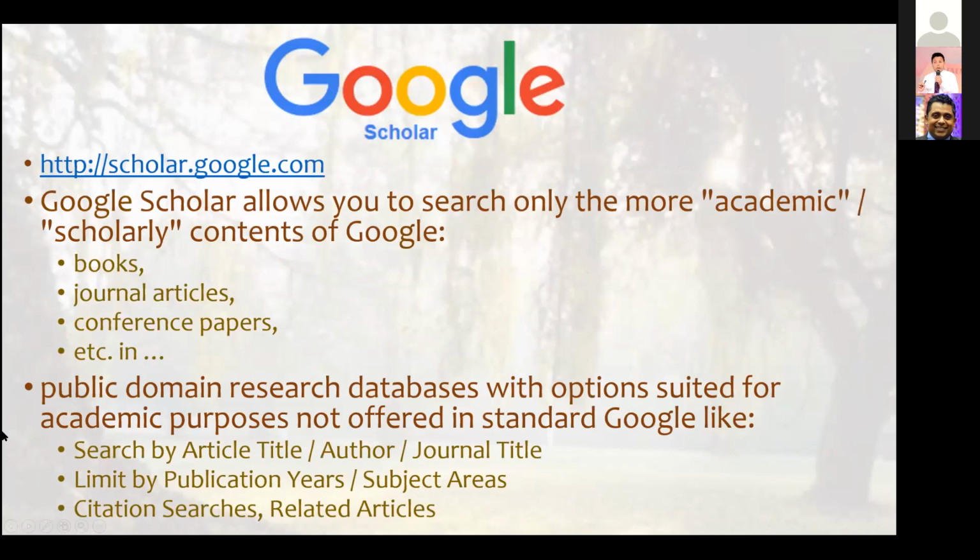As I assume every one of you is aware, Google Scholar allows you to search for scholarly articles, books, journals, conference papers, etc. And it allows you to do it with specific features or options that are not in basic Google. You can search by title, author, publication year, citations, related articles, and so on.